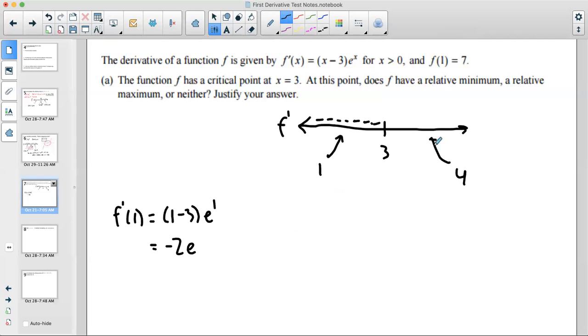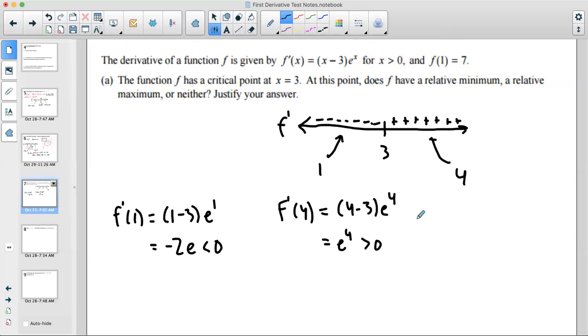And then I have to plug in this number over here to the right of 3. So that's going to be f prime at 4. Now it's going to be 4 minus 3 times e to the 4. 4 minus 3 is a 1, so it's just e to the 4th. While I maybe don't know what that is, I know it's positive because e is positive. And anytime you raise a positive number to a power, you get a positive number. So these are all pluses.